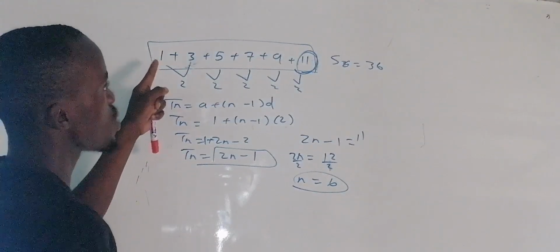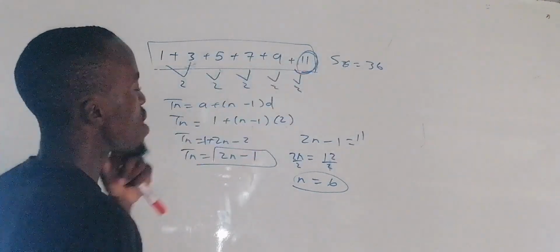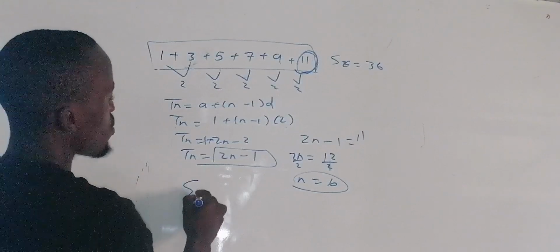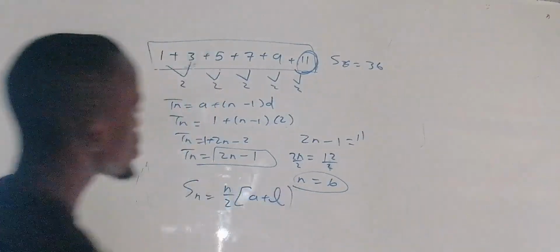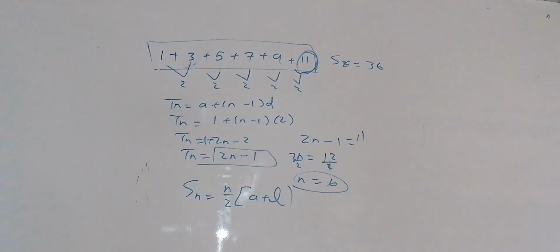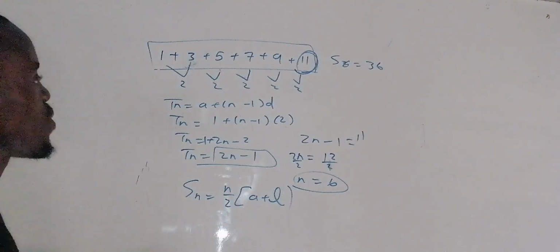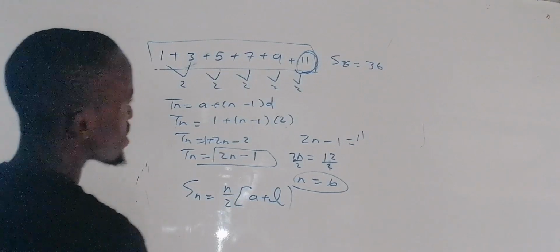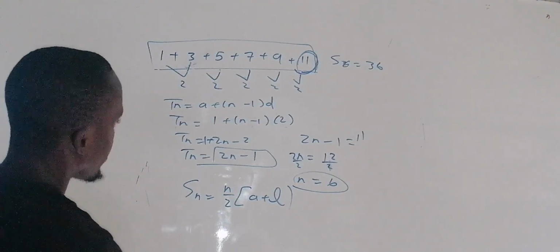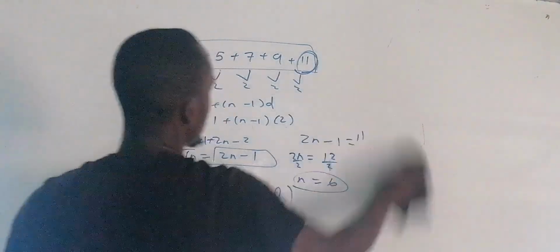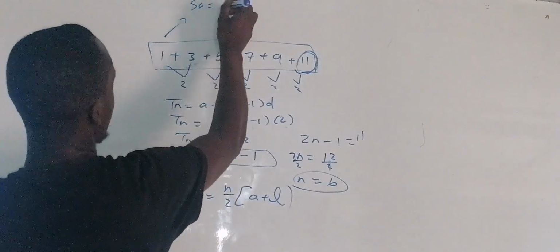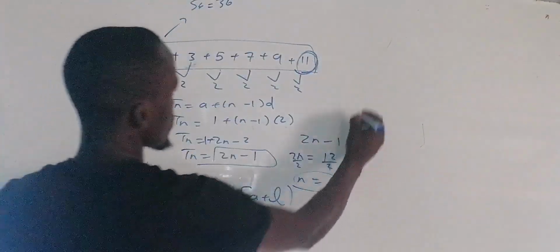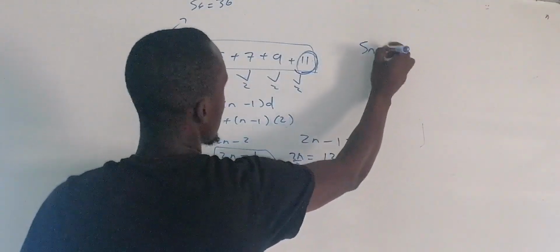It corresponds with this 1, 2, 3, 4, 5, 6. Therefore, we use this formula, n over 2, a plus l. Even if you can use that other one, it's one and the same thing. But this one is more simplified because we already have the last term, which is 11. You know that when I add this using the calculator, the sum of 6 terms is 36.